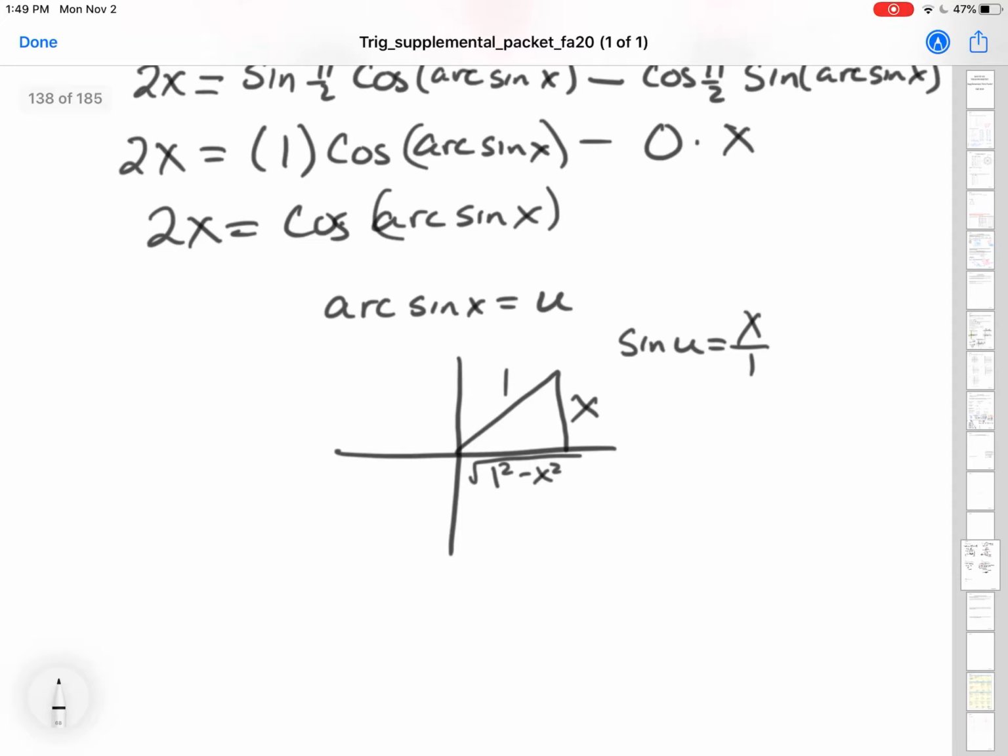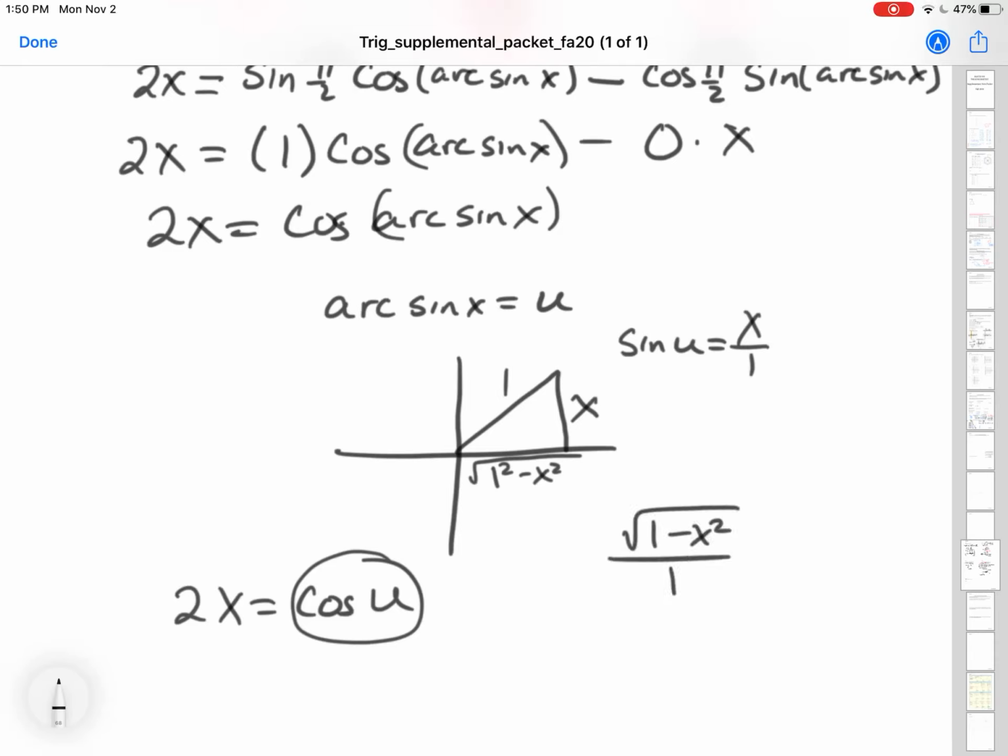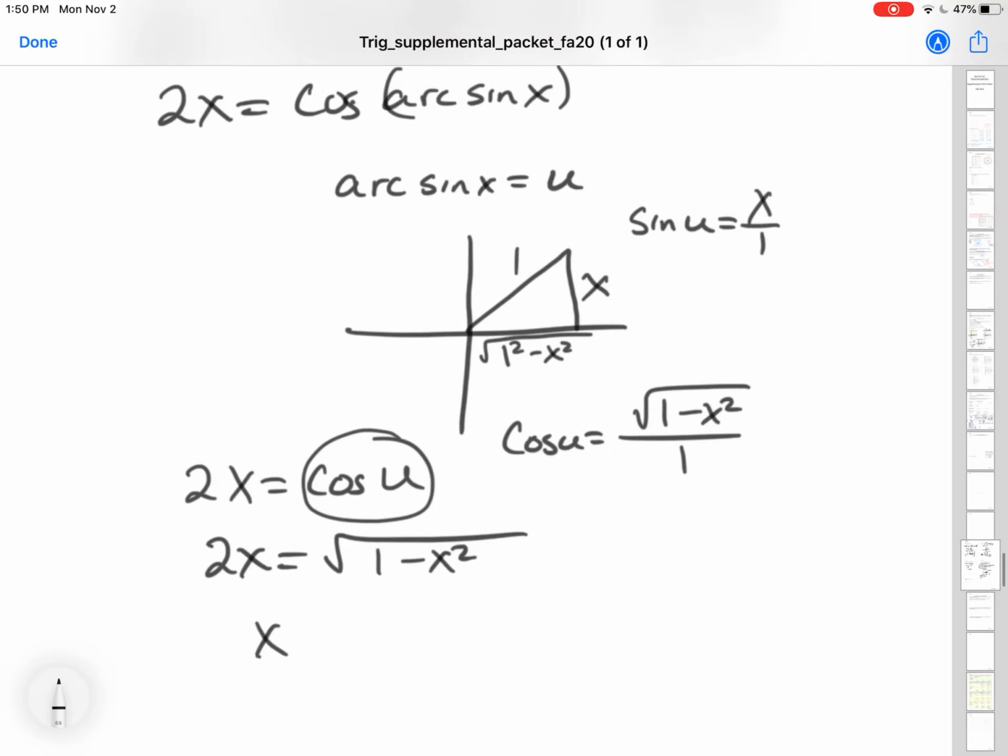Awesome. So what does this tell us? Well, what do we need to know? Remember what we have right now. 2x is equal to cosine, and we just replaced arc sine of x with u. So if we know what cosine u is, we could just put that algebra statement in there and never identify the angle, which is always what we want to do. Cosine of u, no problem. It's the square root of 1 minus x squared over 1. That's what cosine u is. You can see it there. And so 2x then is equal to the square root of 1 minus x squared. So guess what x is equal to?